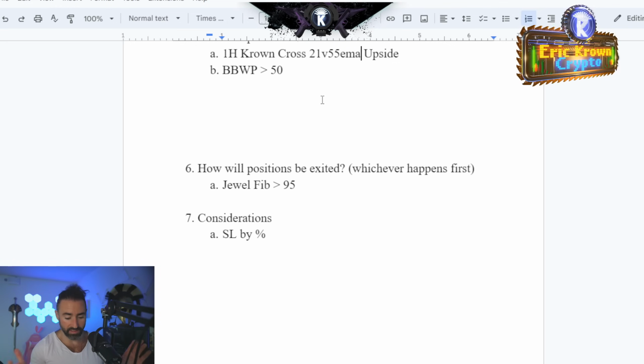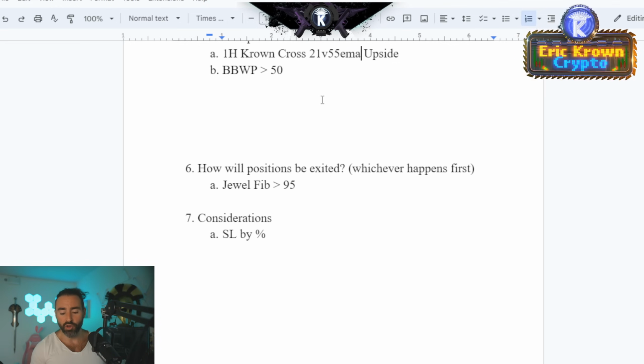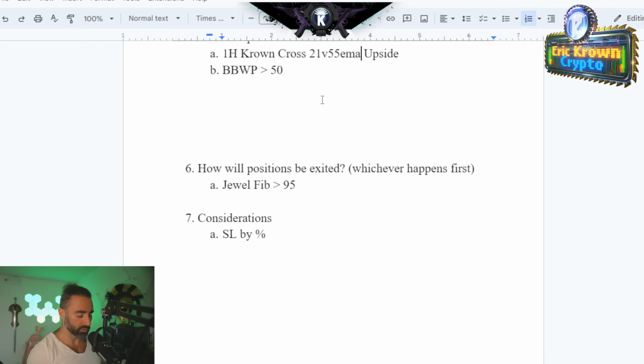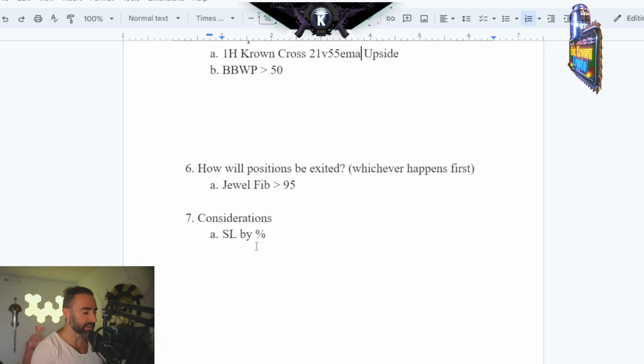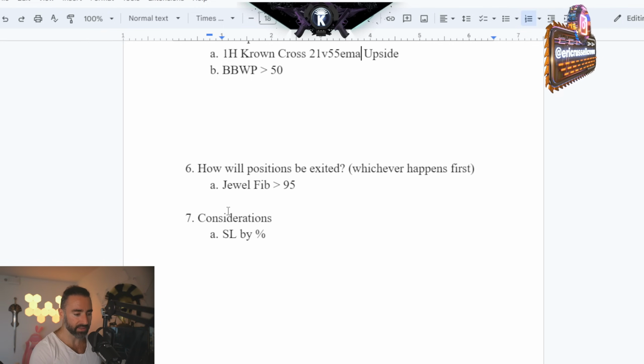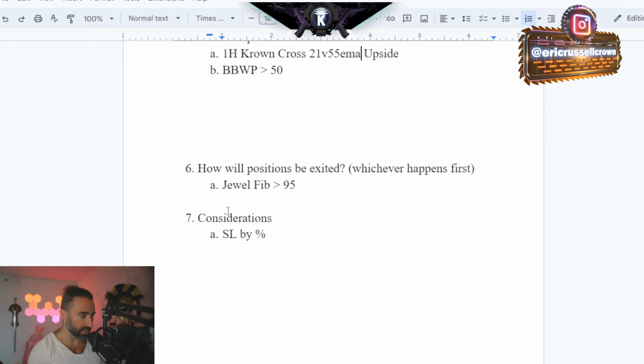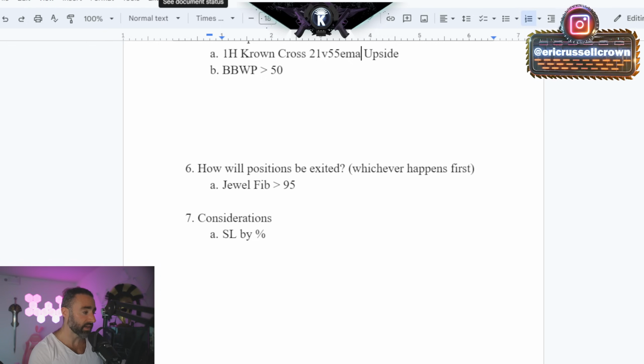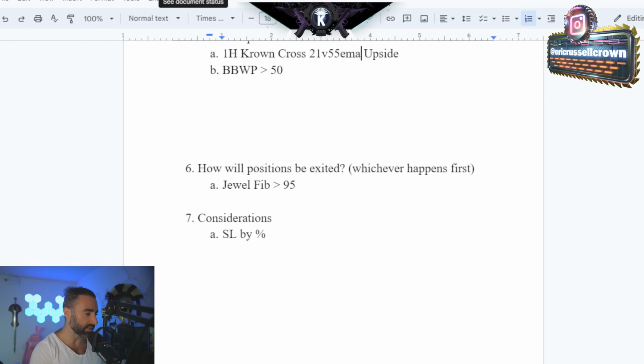Anyways, that's it. That's literally it. No days omitted, no percent stop loss or take profit, although you could apply something like that. I did add that as a consideration right here. But this one will trade every day. It's been tested on every day.